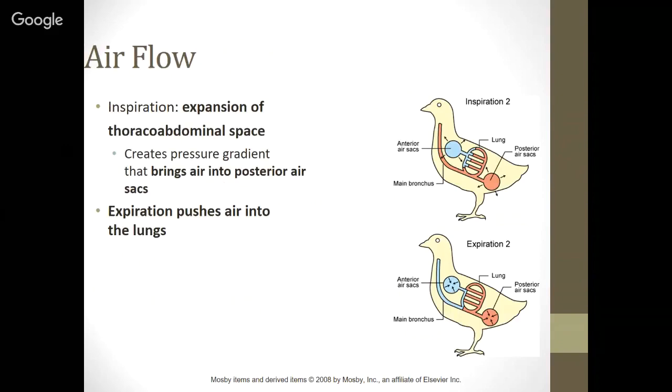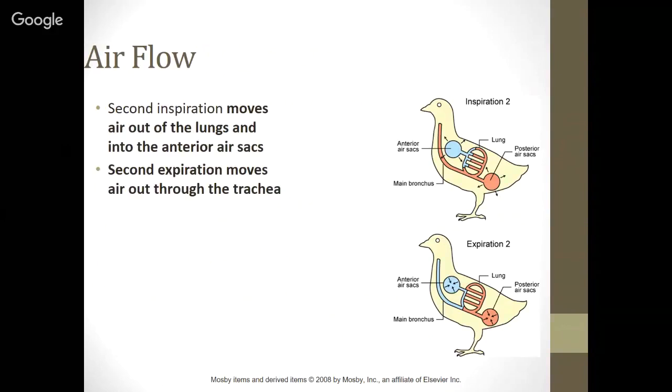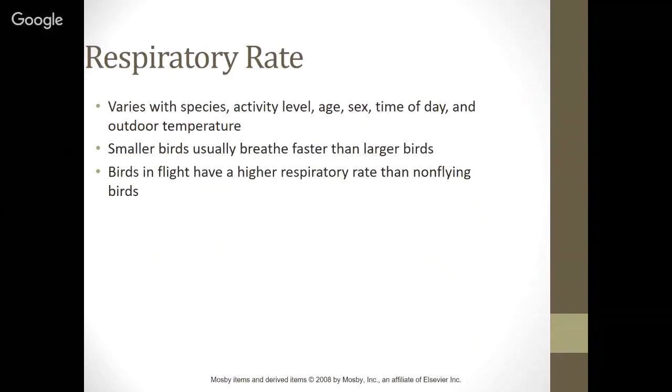Airflow: so we get inspiration, expansion of the thoraco-abdominal space. Those ribs need to move in order to get inspiration. That creates that pressure gradient that sucks air into the posterior air sacs. Expiration then pushes air into the lungs. And the second inspiration moves air out of the lungs into the anterior air sacs, and the second expiration moves air out through the trachea. So inspire, expire, and our air sacs are continuously full.